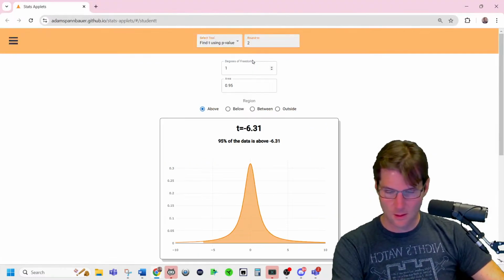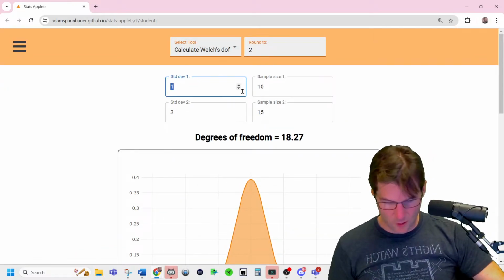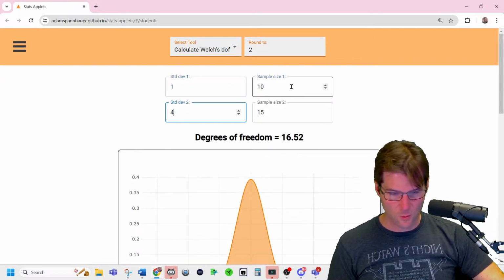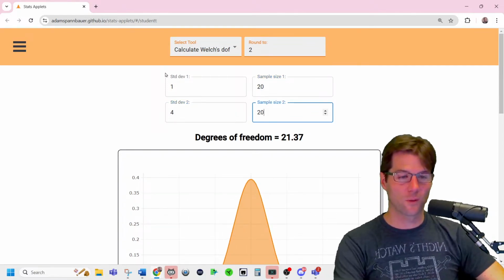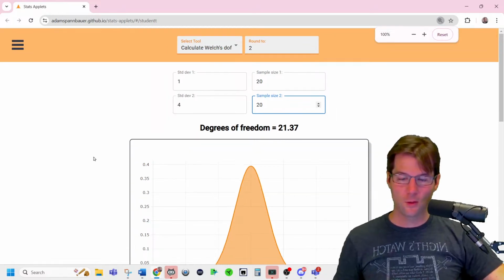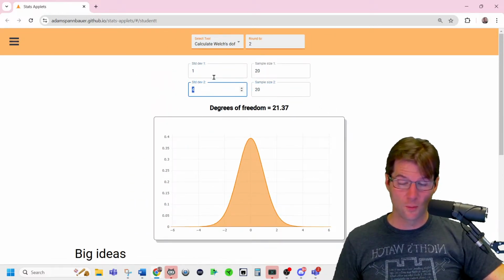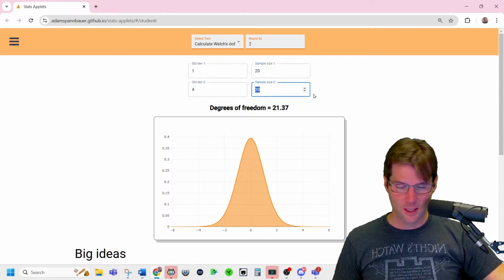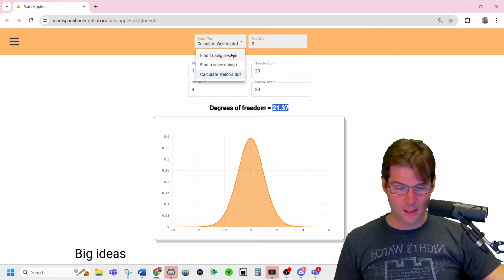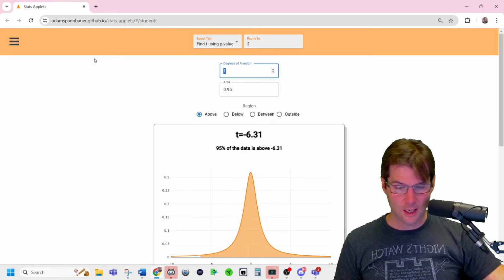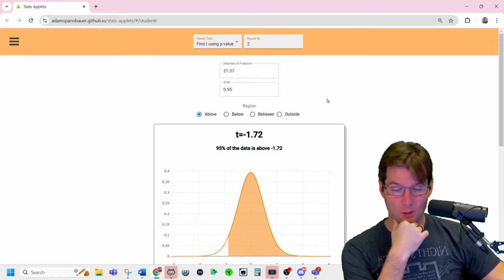So if you remember, our standard deviations were 1 and 4, and the sample sizes are 20 and 20. And there's your degrees of freedom. The degrees of freedom tell you the shape of the t. You have to put in your standard deviation 1, standard deviation 2, and sample sizes, and now we see the degrees of freedom are this. I think it copies them. So now we're going to find the t for the interval, and it doesn't copy them. I wish it dynamically changed that. So 21.37 degrees of freedom.